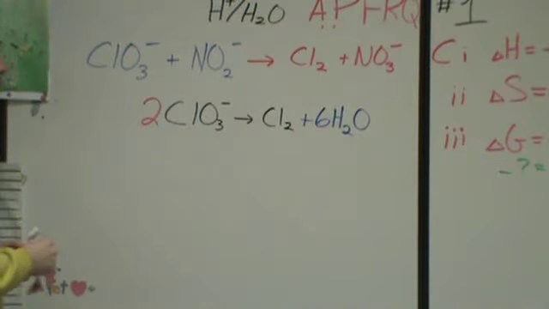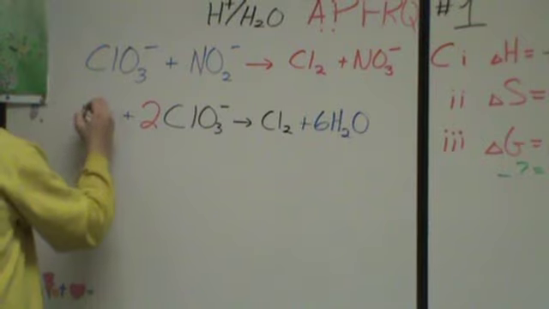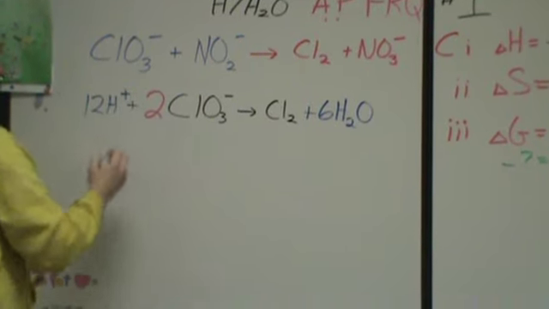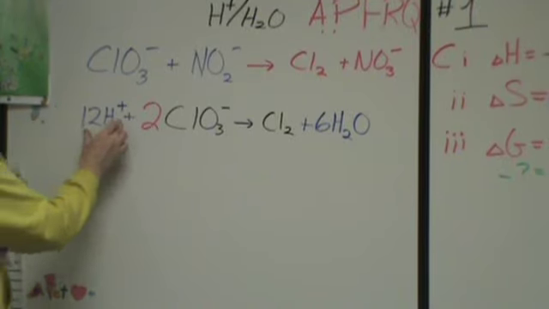6 waters. Okay? Now I have 12 hydrogens. I need some hydrogen over here. So I'm going to add 12 H pluses. Okay, and then the last part, it's tricky for kids as well. You have to balance the charge.